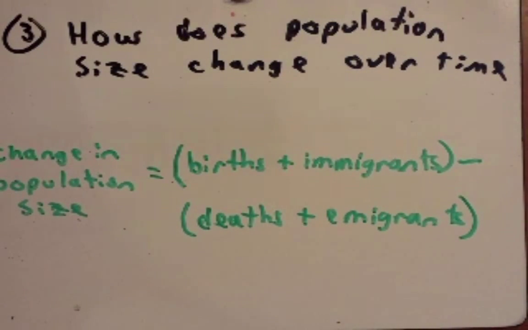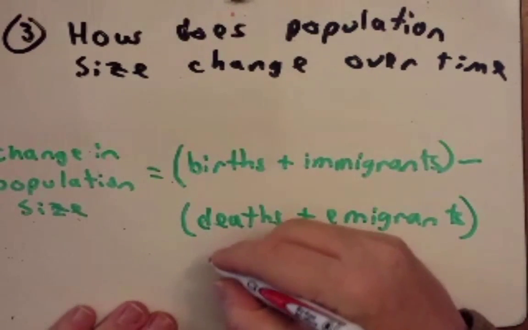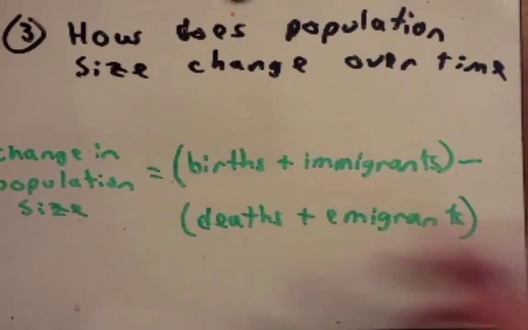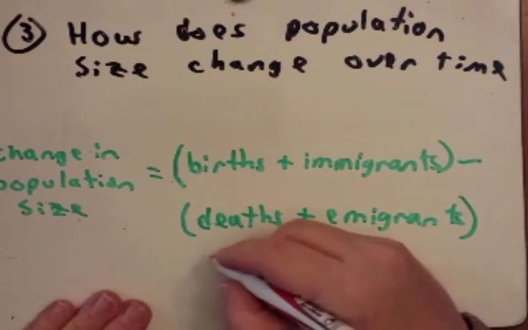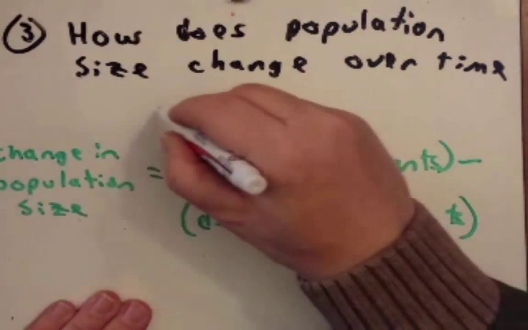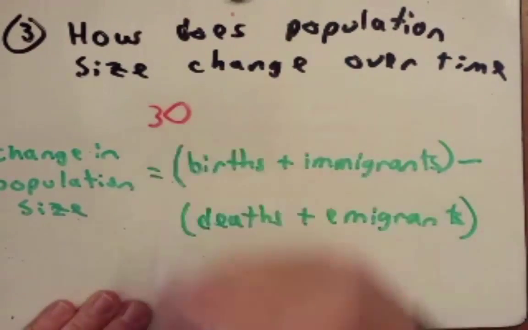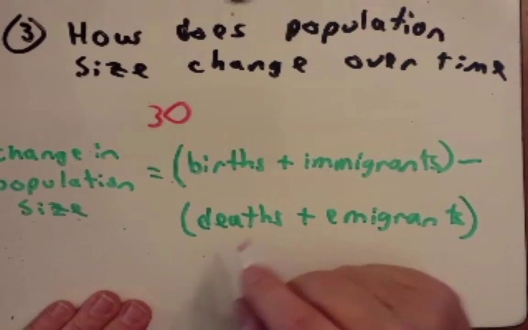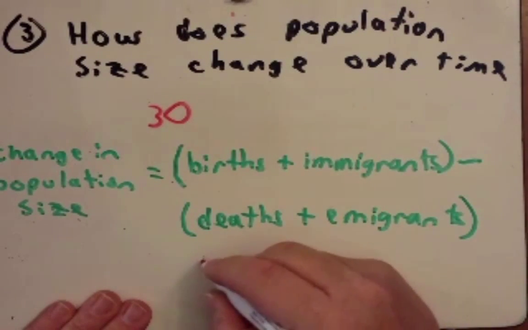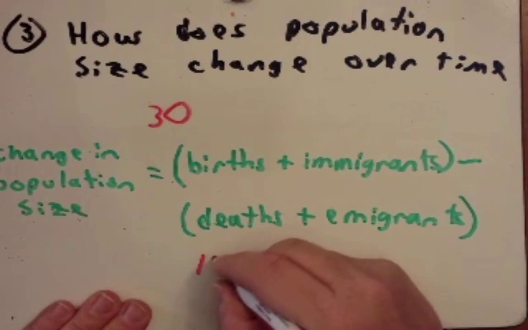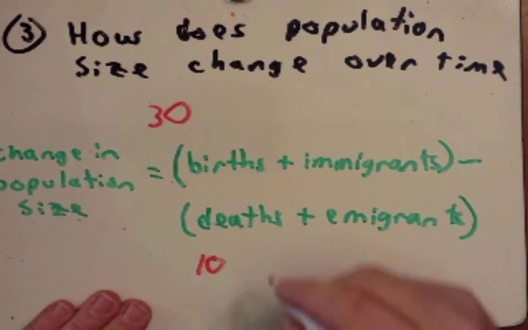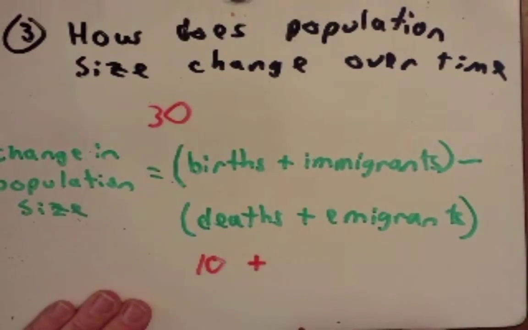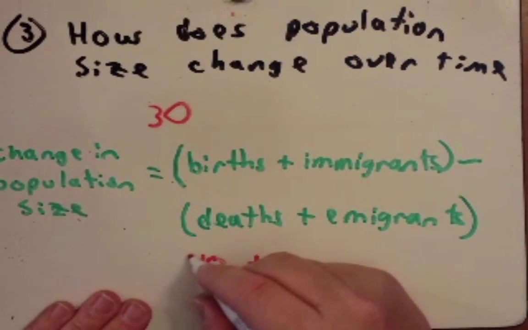So for instance, if we knew in a particular population, well, let's take our dolphin population. Let's say there were a starting population of 30 dolphins. Over a period of 10 years, say there were 10 births, plus one immigrant. They allowed one to join their pod.